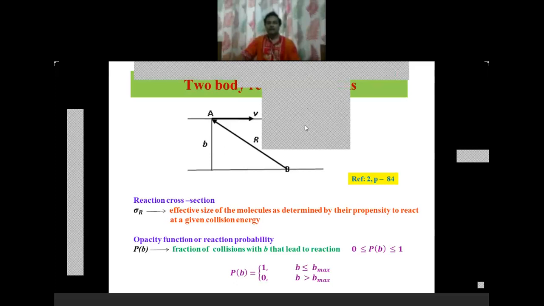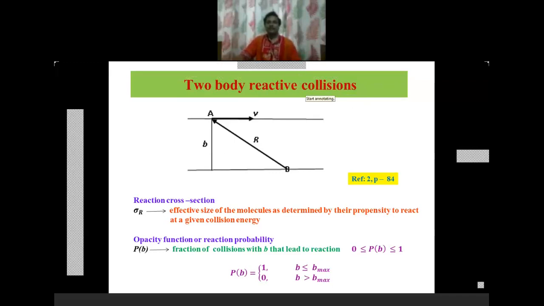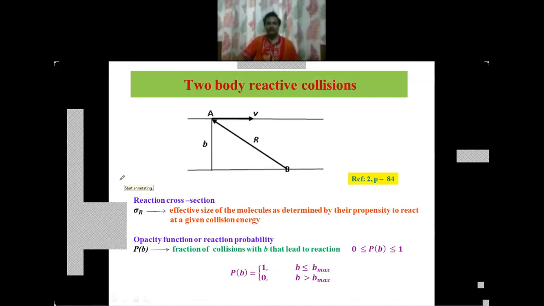So it automatically got disconnected, so let's start again. What I was trying to say is that this probability, or the opacity function, which we call the reaction probability, is a step function, right? So let me draw it again. The drawing is gone.